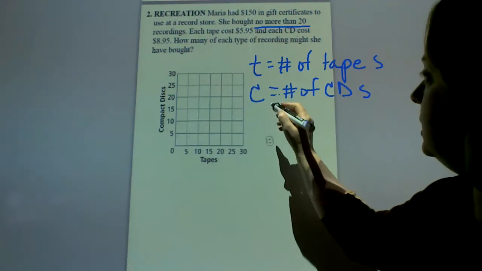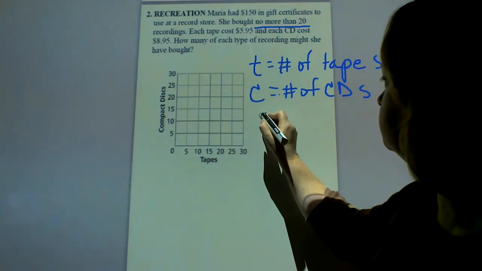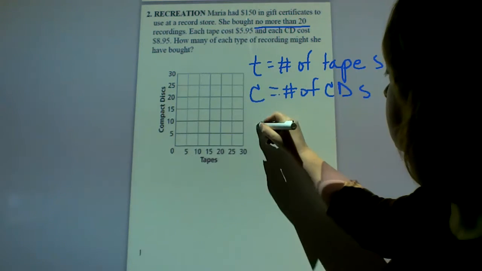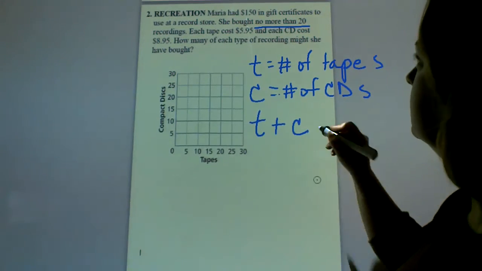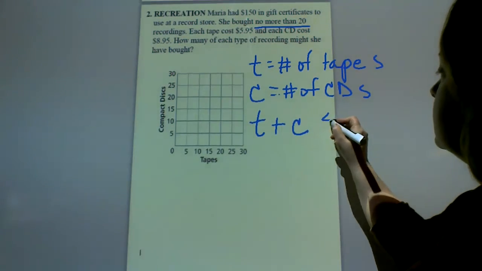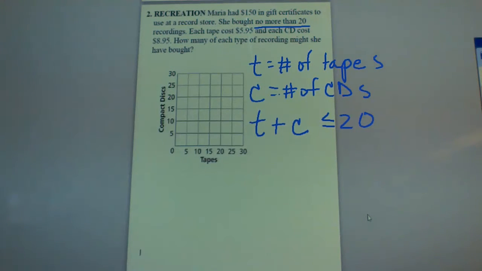So if we take the number of tapes that she bought, T, plus C, we should get less than or equal to 20. T plus C is less than or equal to 20.